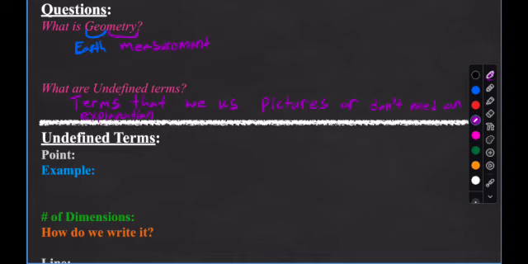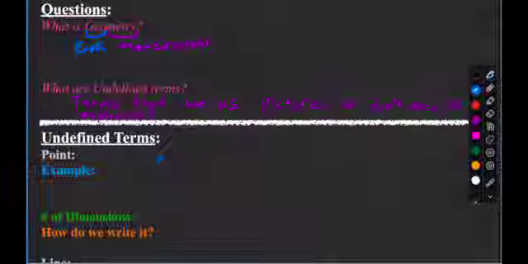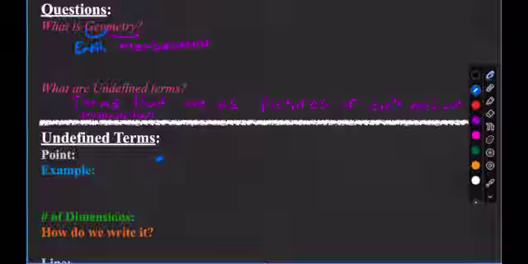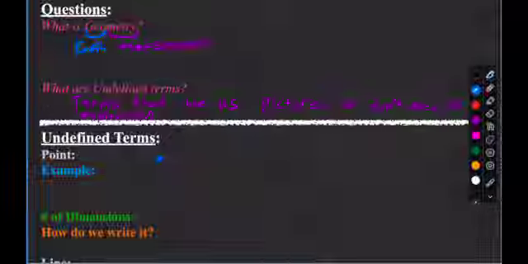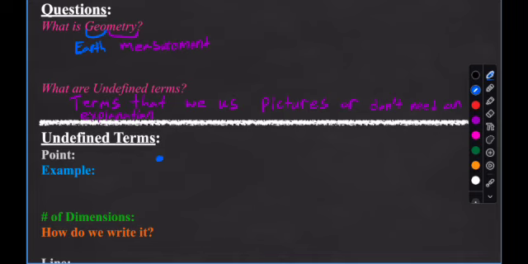So an undefined term is a point. A point is a single dot. It is a location. It is somewhere. A point is a location. It has neither size nor shape. We typically draw it as a round circle. That's just the easiest explanation of it. It is a certain location on some spot of a map, somewhere in a graph. It is a location.